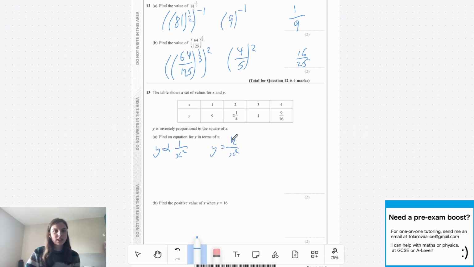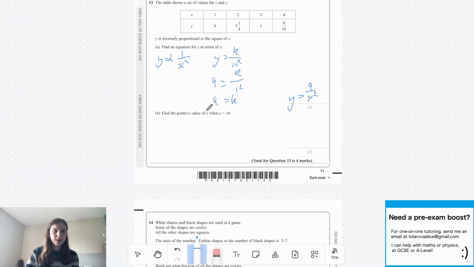So we just need to find this value of k, and to do that, let's just plug in a value for x and y. So let's just do y is 9 and x is 1. So 9 is equal to k over 1 squared, so k is equal to 9. So our equation is y is equal to 9 over x squared. Nice and simple.